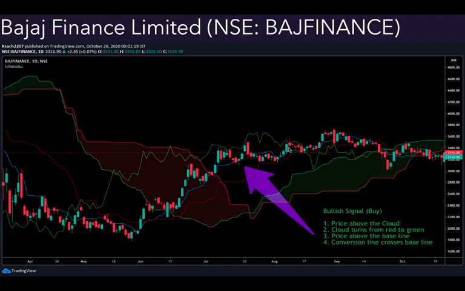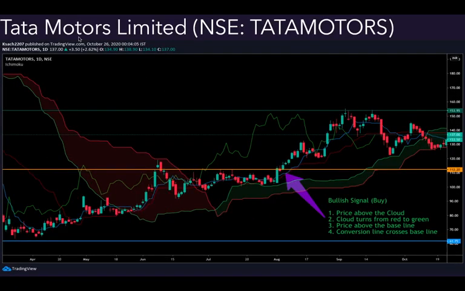Now, let's go to another chart. Next chart is Tata Motors Limited. Right? Now, let's look at this level.